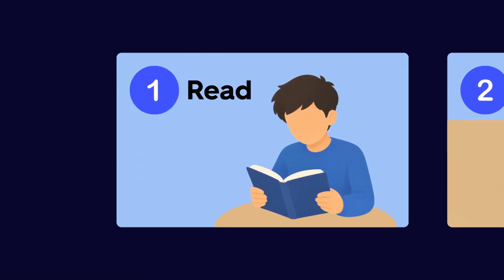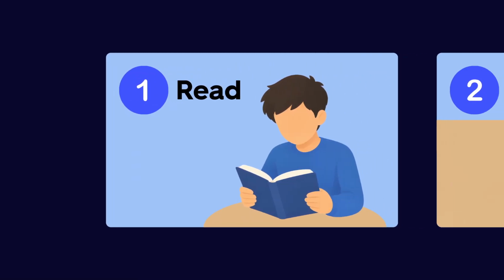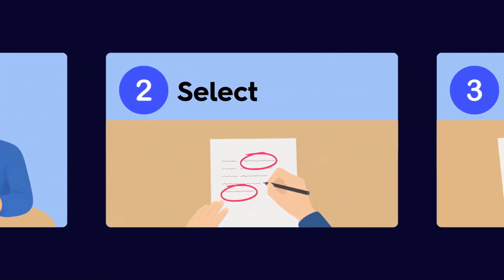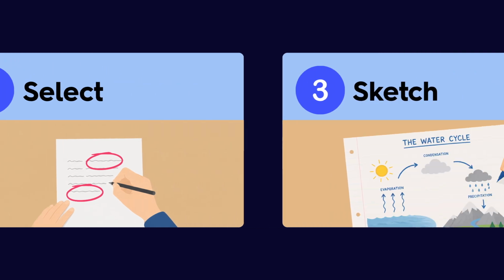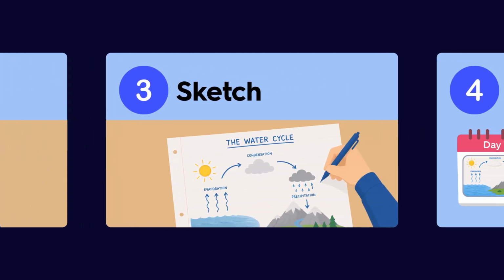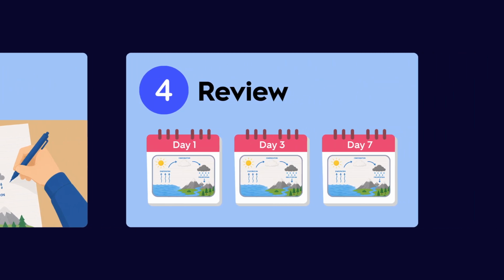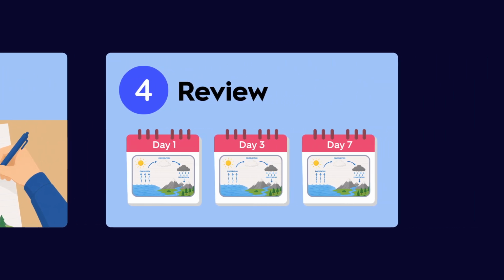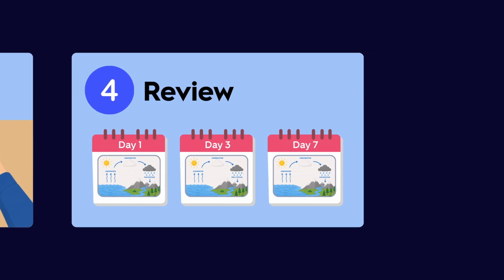Here is the step-by-step process. First, read until the idea makes sense. Next, select only the key facts. Then sketch a simple image where each cue stands for one important idea. Finally, review the image again later, so it stays easier to recall.